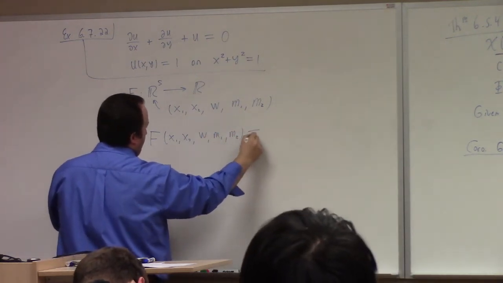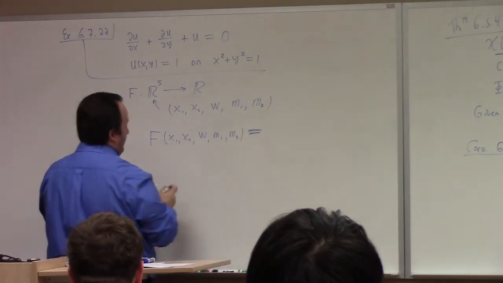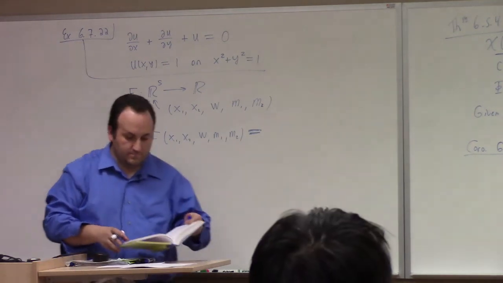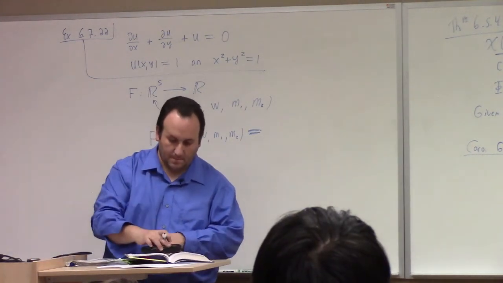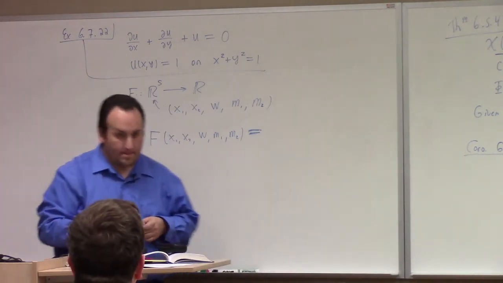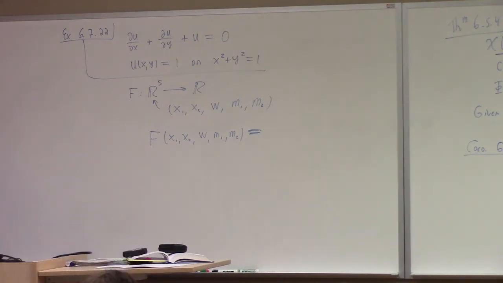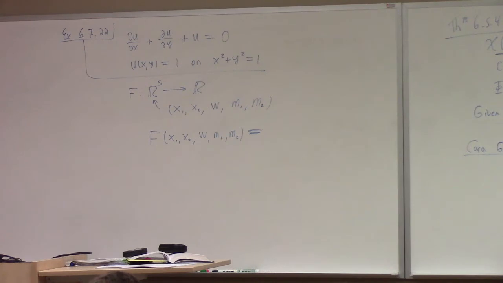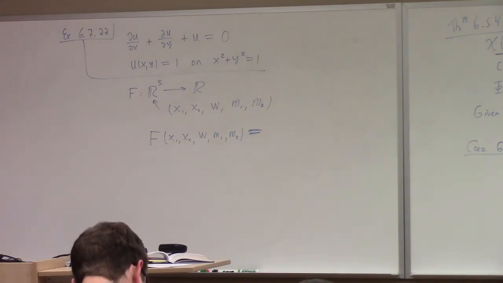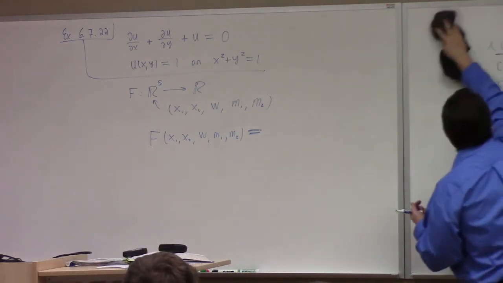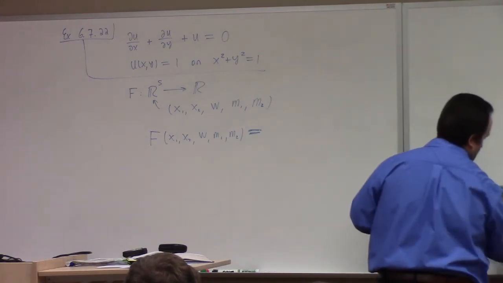If we want to represent the given partial differential equation as a zero set of a function on this 5-dimensional space, what is that function? You guys can tell me that, right? Travis, take a shot.